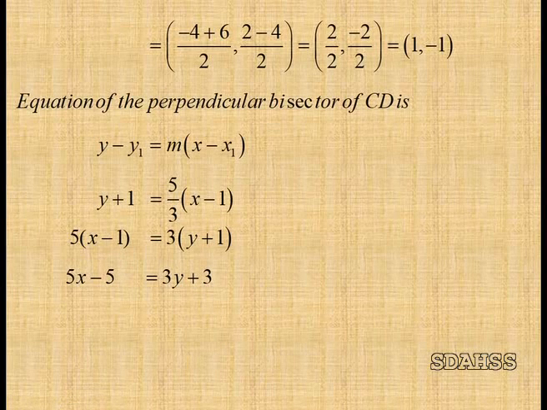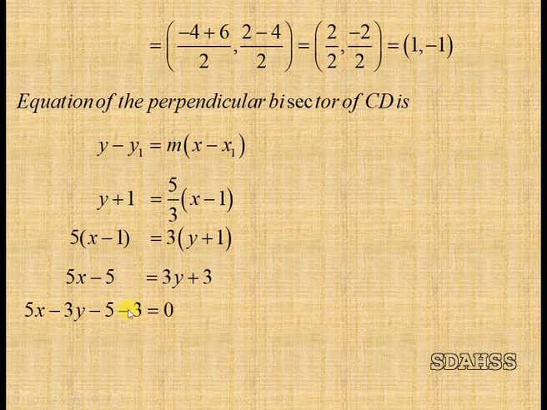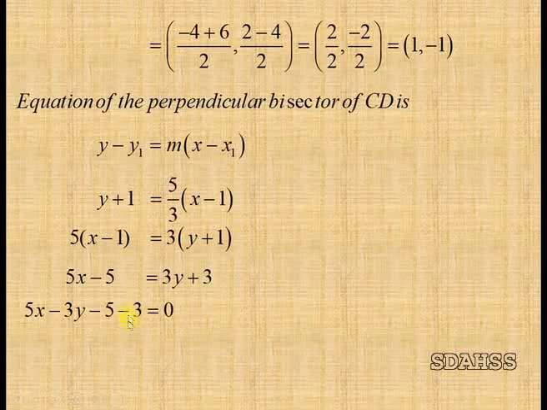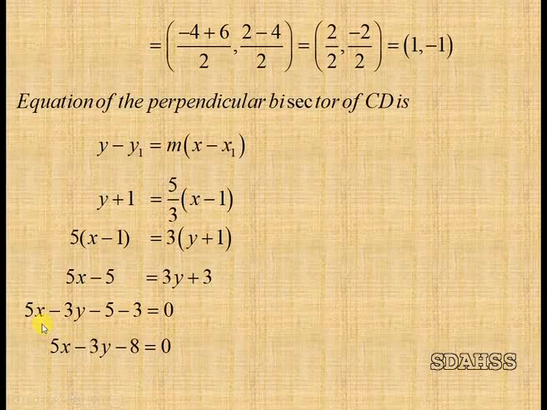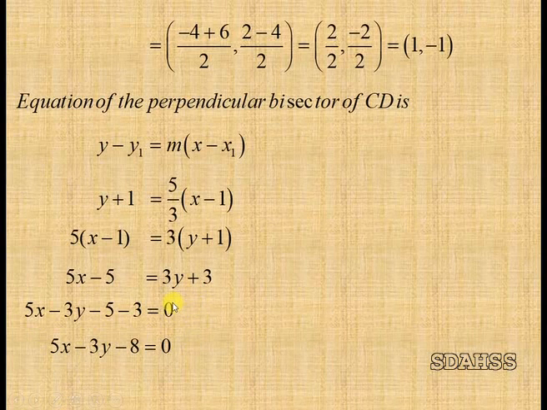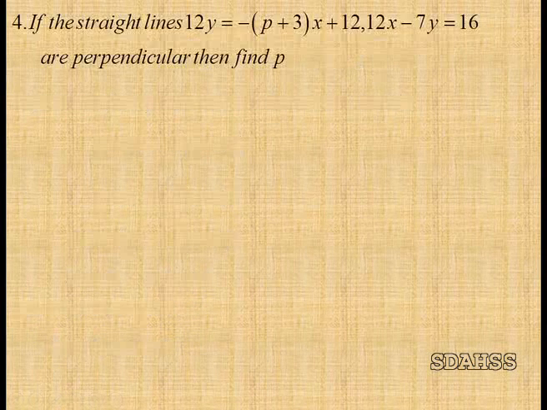Multiply 5 inside the bracket. So you have 5x minus 5, which is equal to multiply 3 inside the bracket. So you have 3y plus 3. You bring these two terms to the other side, it becomes negative. So 5x minus 3y minus 5 minus 3 is equal to 0. So this equation becomes 5x minus 3y minus 8 is equal to 0. This is the required equation of the perpendicular bisector.